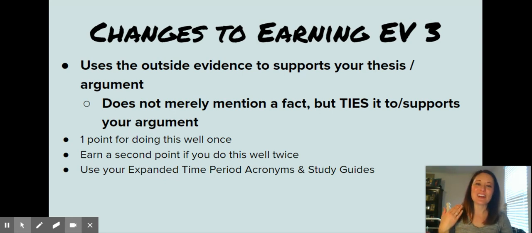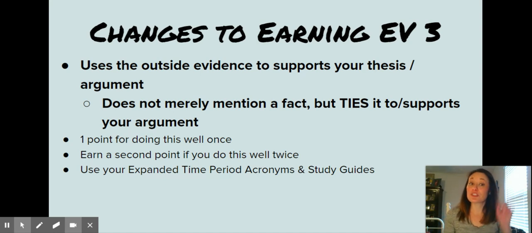Anyway, how to earn evidence 3 hasn't changed, but how it's scored has changed. And this is why I want you to try this twice, once per body paragraph. You can earn 1 point for outside evidence if you do this well one time, but you can earn a second point if you do this well a second time.